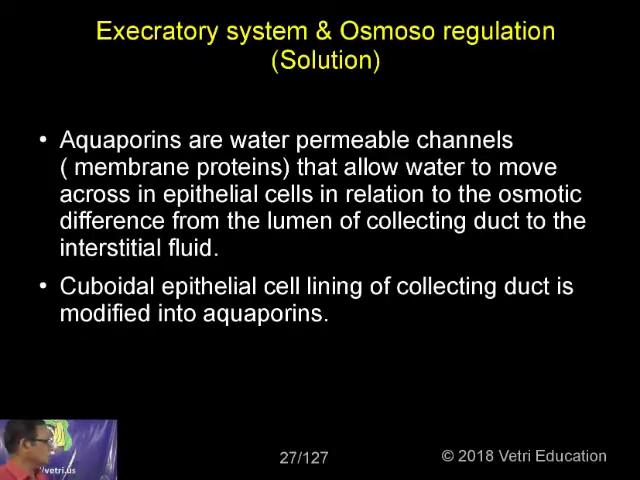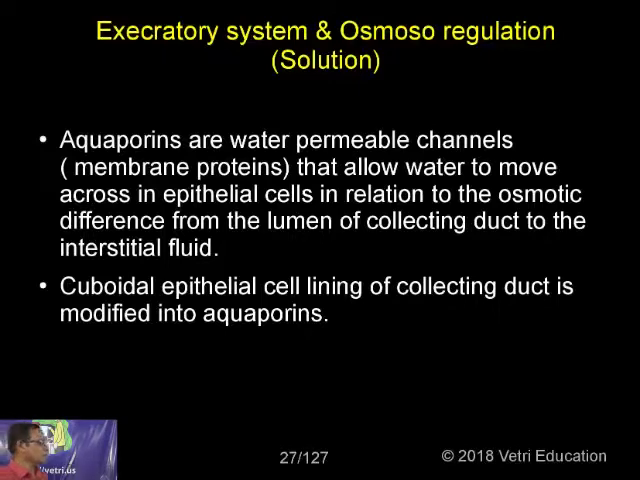So in the cuboidal cells, aquaporins, as I mentioned, are water permeable channels, normally made up of membranous proteins that allow water to move across epithelial cells in relation to the osmotic differences, from the lumen of the collecting duct to the interstitial fluid. The cuboidal epithelial cell lining of the collecting duct is modified into aquaporins. So actually the cuboidal epithelial cells in the collecting duct are normally permeable to water.